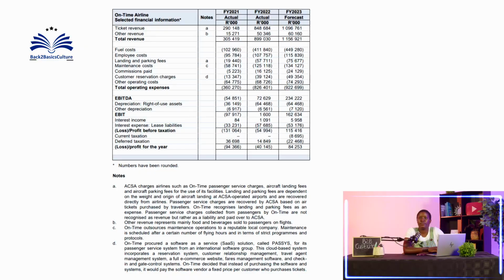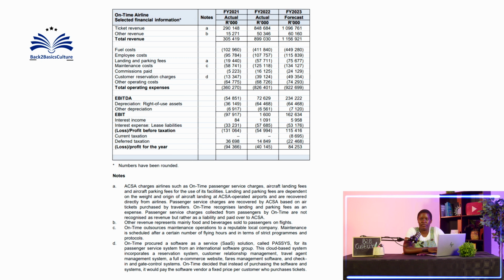Now moving on to our next page. Right, so now they're giving us a more in-depth analysis. So here we see, okay, ticket revenue, looks fine. I'm just looking out for anything that pops out.